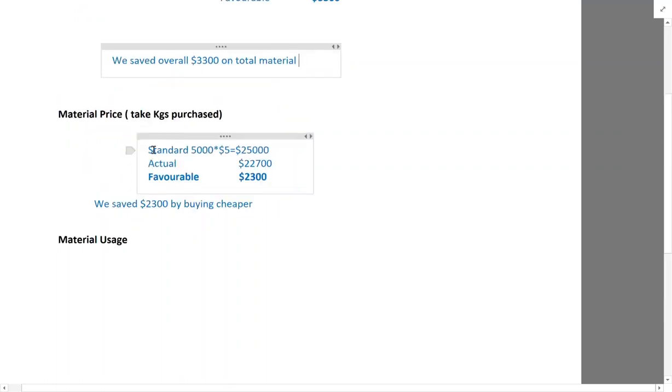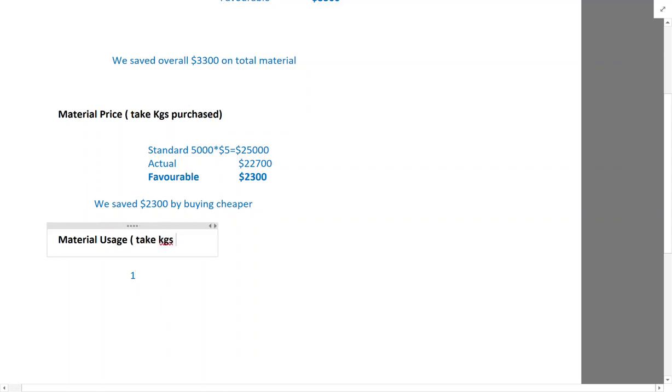Next is usage. So how many kgs did we produce? 1,300 units. So I'm going to write here, take kgs used, okay? So 1,300 units were made. We are not going to take 1,250 because they are sales. We are talking about cost of production. So each unit should take how many kgs?